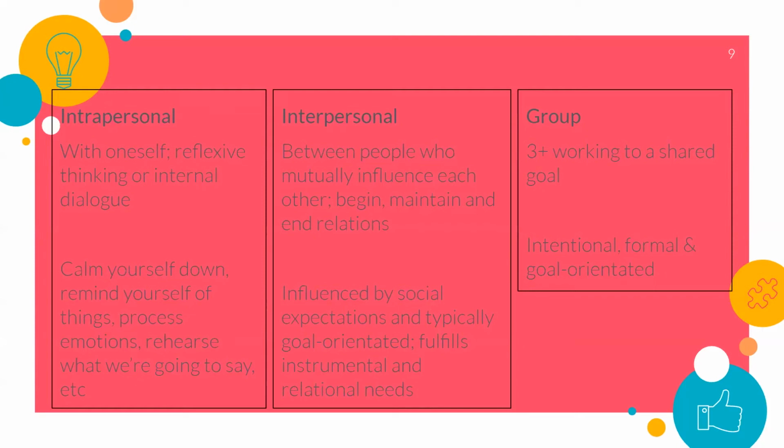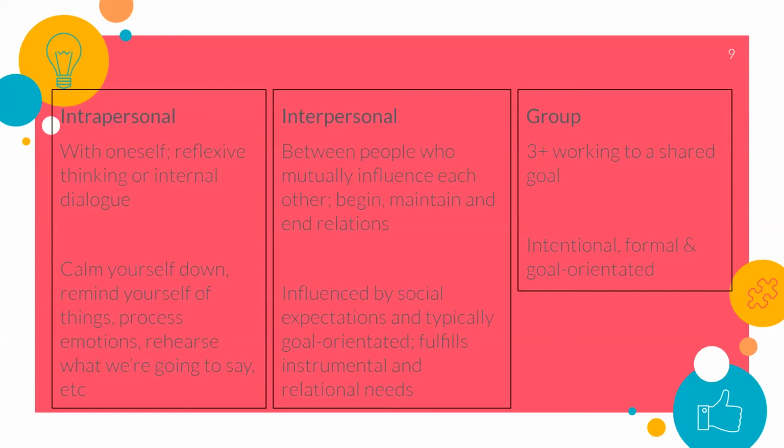Interpersonal is between people who mutually influence each other. You can use interpersonal communication to begin relationships. So maybe you're sitting at a bus stop or on a plane, and your neighbor next to you starts chatting to you. It may not be a very significant relationship, but you are beginning that relationship. You're maintaining it maybe through the bus ride or the plane ride, and then it's ending when the bus gets to the destination or the plane lands. We use interpersonal communication to maintain our relationships with our friends, to keep up with them, say, hey, how you been doing? How's life? What good movies have you watched? And we use it to end relationships as well.